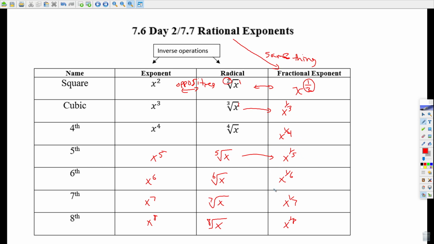So I think we're going to start to transition in using this notation, but they mean the same thing. We already practiced kind of using this one to get rid of powers. This is another way to get rid of the power.